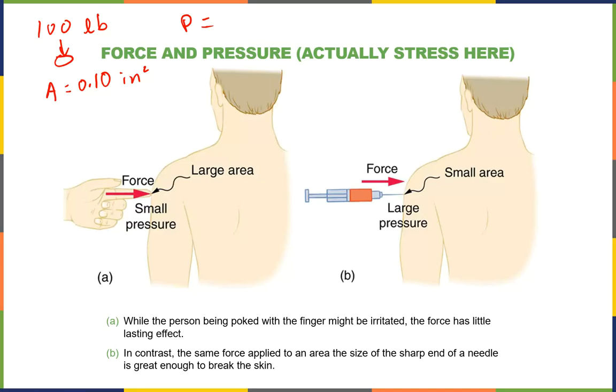Remember, what is pressure? Force over area. So that's going to be 100 pounds over 0.10 inches squared. 100 divided by 0.1 is the same as multiplying by 10. So it's 1,000 pounds per square inch.